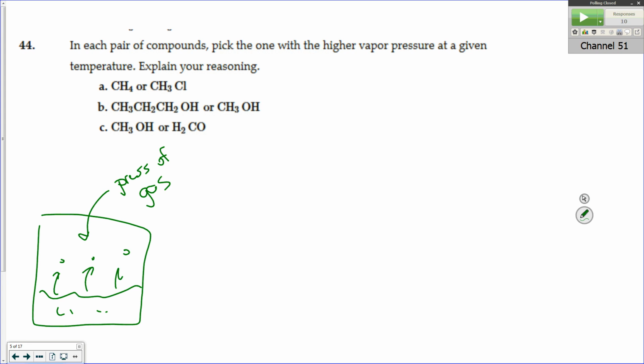So what we look at with vapor pressure is that the higher vapor pressure results from lower intermolecular forces. So the less something wants to stick together, the more easily it will go to the gas phase. So things that have higher intermolecular forces have low vapor pressure. Things that have low intermolecular forces have high vapor pressure. So we're looking for the one that has the higher vapor pressure, therefore the lowest intermolecular forces.